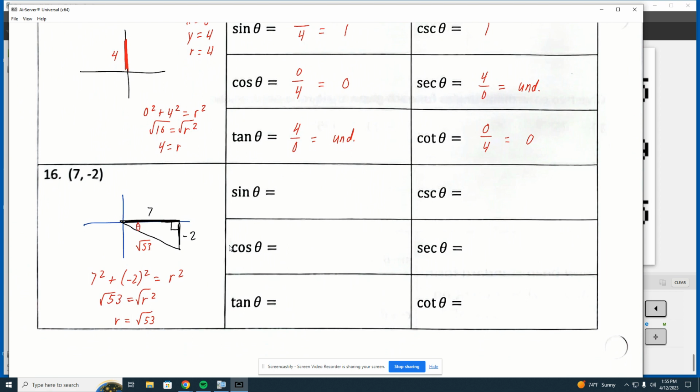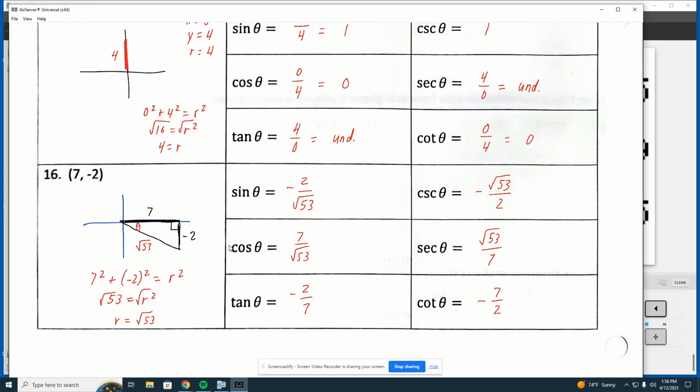So, opposite, remember that's your y value, negative 2, over hypotenuse, which is square root of 53. I can flip that, and that's negative square root of 53 over 2. Cosine is adjacent, that's 7 over hypotenuse, square root of 53. So flip that, that's square root of 53 over 7. And then finally, tangent is opposite leg, y, negative 2, over adjacent leg, 7. Flip it, that's negative 7 over 2.